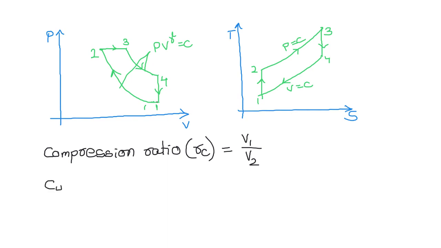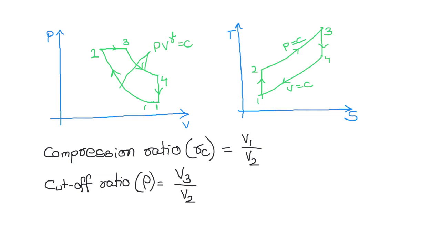Then we need to know something about the cutoff ratio. As this is an ideal cycle, the cutoff ratio rho is given by the volume at the end of heat addition, V3, because 2 to 3 is the heat addition process, by V2, which is the volume at the beginning of heat addition. So the cutoff ratio is V3 by V2 here.